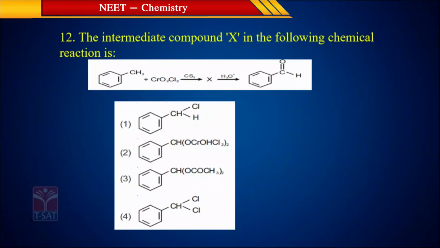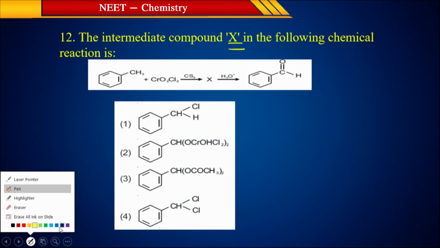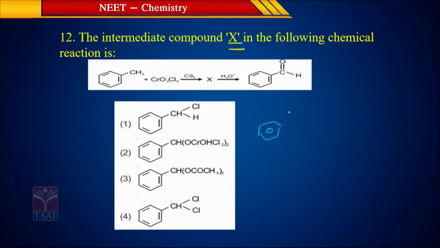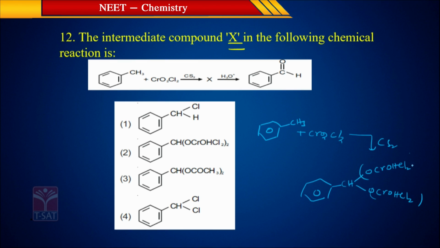And the last question in this chapter we are going to discuss in this session is this one. The intermediate compound X formed in the following reaction is. So, what will be the intermediate compound here? Benzene, CH3, chromyl chloride, CrO2Cl2, in presence of carbon disulfide. It will react with it and form CHO, CrOHCl2. This is an intermediate compound formed here.